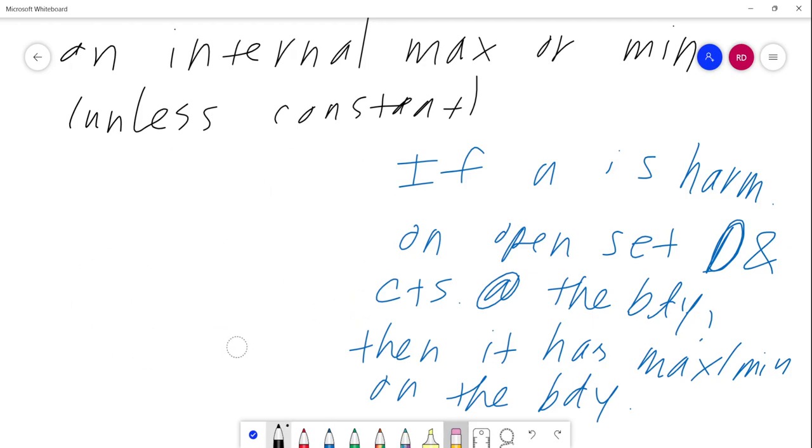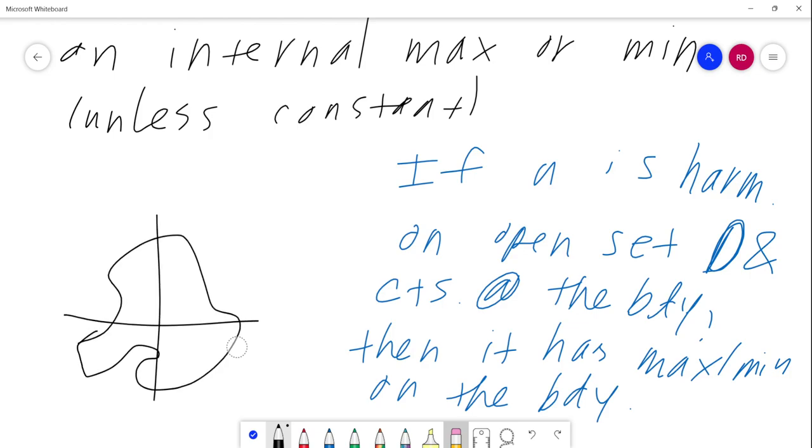So if instead of that open D, we had a closed D like this, we know U is harmonic on all of it. It can't have a local max or min on the inside, but it must have a max or min somewhere because it's compact, so it must be at the boundary. So we take it being harmonic on the inside, the open set, and then we take the limits at the boundary to continue it there, where it will have a max and min.